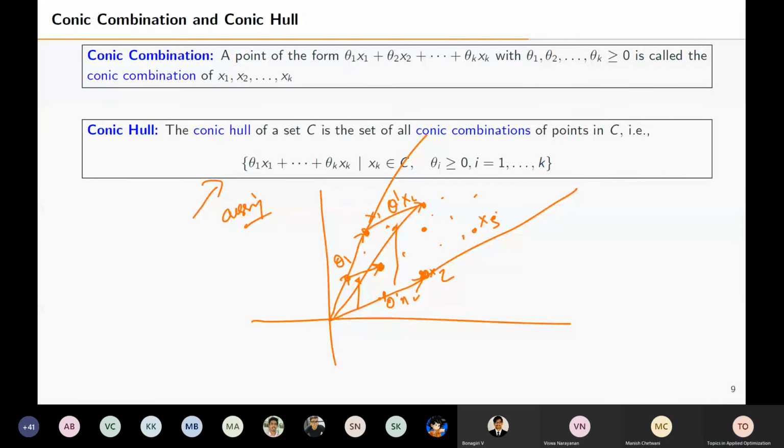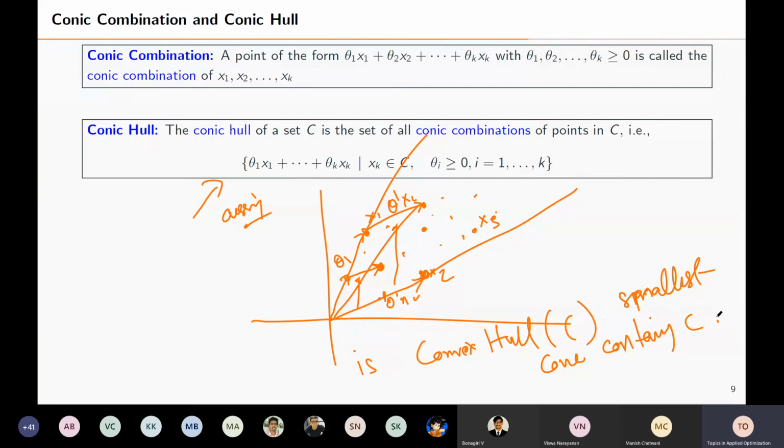Or is it like I made a statement, it may be false, right? If I do a convex hull of C, is this the smallest cone containing C? Okay, so think about this. Is the convex hull of C the smallest cone containing C?